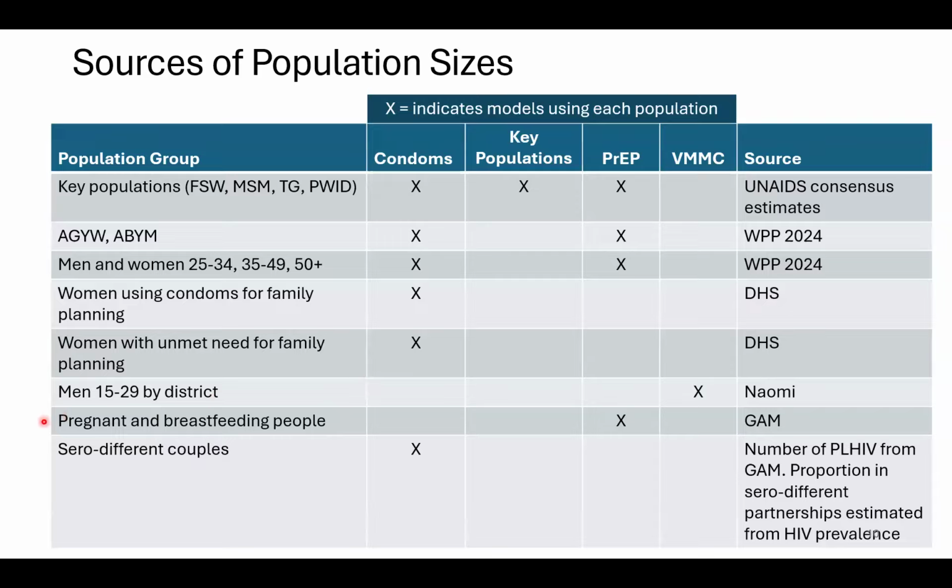Whereas data on pregnant and breastfeeding people and numbers of serodiscordant couples are coming directly from GAM in the case of pregnant and breastfeeding people. In the case of serodifferent couples, we take the number of people living with HIV from GAM, but then use a model-based estimate to translate that to a proportion of people who are living in serodifferent partnerships.